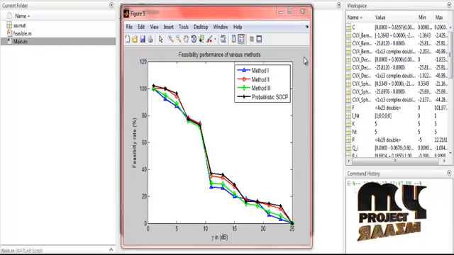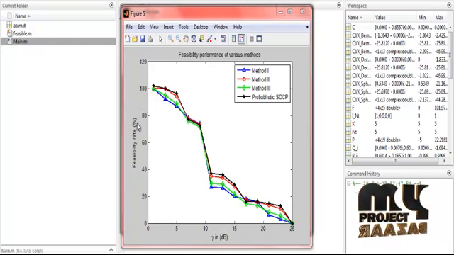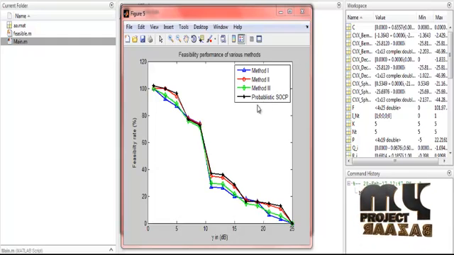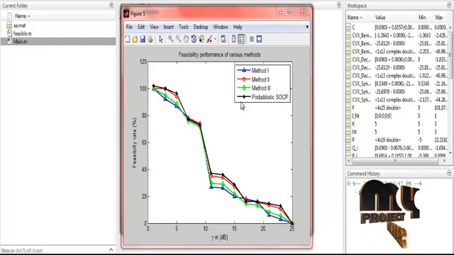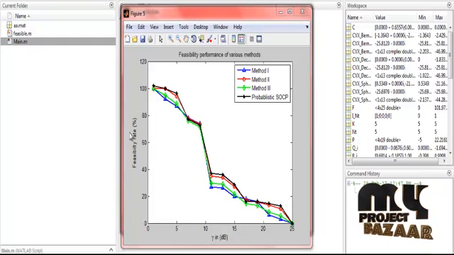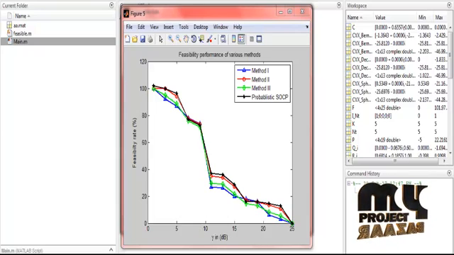In this figure we show the feasibility performance of various methods. This is the feasible rate in percentage, and this is gamma in dB. These are method 1, method 2 and method 3, and finally the probability of SOCP. These are the different types of feasibility performance of the various methods, comparing the existing and proposed methods. These are the feasible rates, calculated as a percentage against gamma in dB.